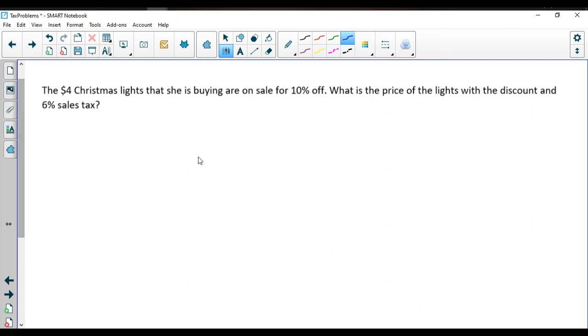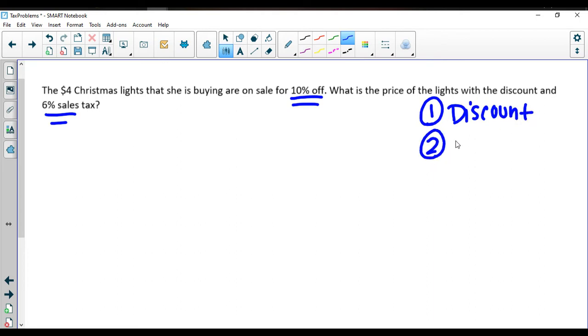So what we're going to do here is we have $4 Christmas lights are on sale for 10% off. What is the price of the lights with the discount and 6% sales tax? So you always go in this order. The discount comes off. And then step 2, you pay tax on the lower price. So this is kind of one of those places where we actually get a little break on the tax that we don't have to pay it on the original price, which is kind of nice.